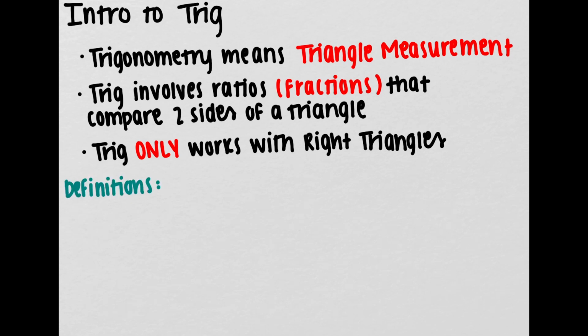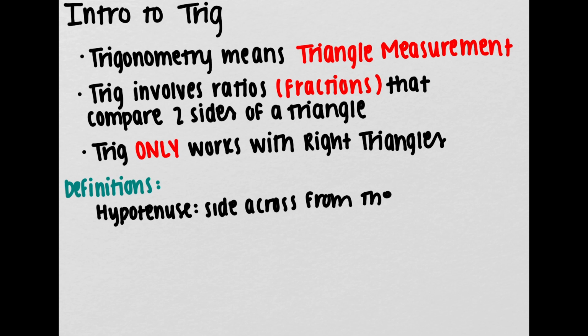So before we actually get started into trig, there are some definitions that you need to know beforehand. The first one is a hypotenuse. We've already dealt with this before, and remember, this is the side across from the right angle. This also is our longest side in the triangle, so remember, those two things never go away and they don't stop just because we're moving into trig.